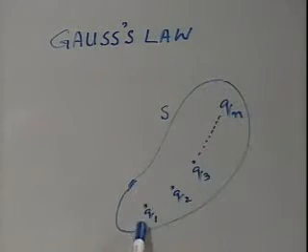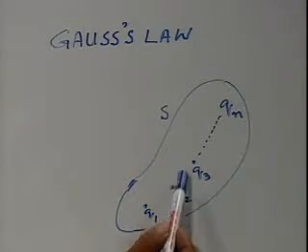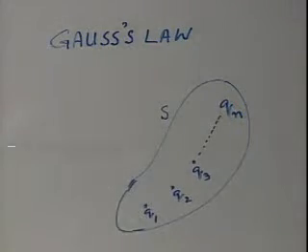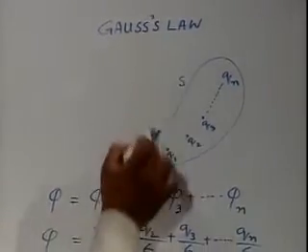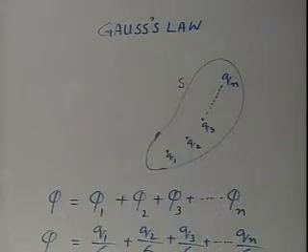Dear students, you have just studied that the total flux passing through any closed surface due to a charge q is equal to q over epsilon naught. Now we come to a very important law in electrostatics, which is known as Gauss's law. Look here. We have a closed surface S containing charges q1, q2, q3 up to qn. We have to find out the total flux passing through this closed surface due to all these point charges.